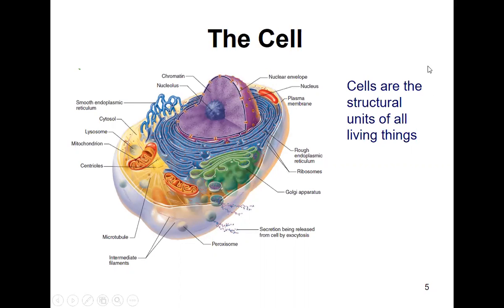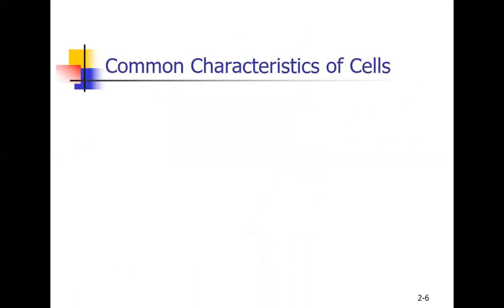Cells, as we said before, are the smallest structural units of all living things. Not only the human body, but all living things are made up of cells. Even animals and plants. Plants have a slightly different type of cell, but they are also made up of cells. So this is a brief introduction to the cell.